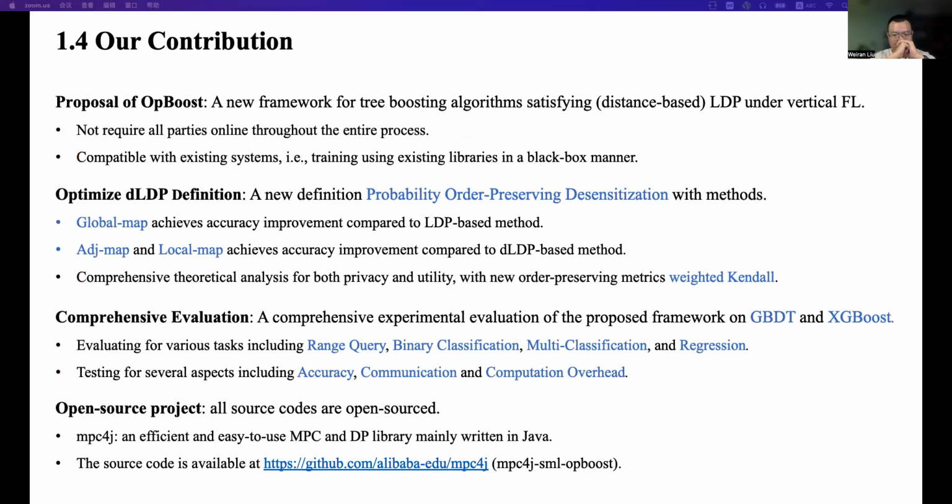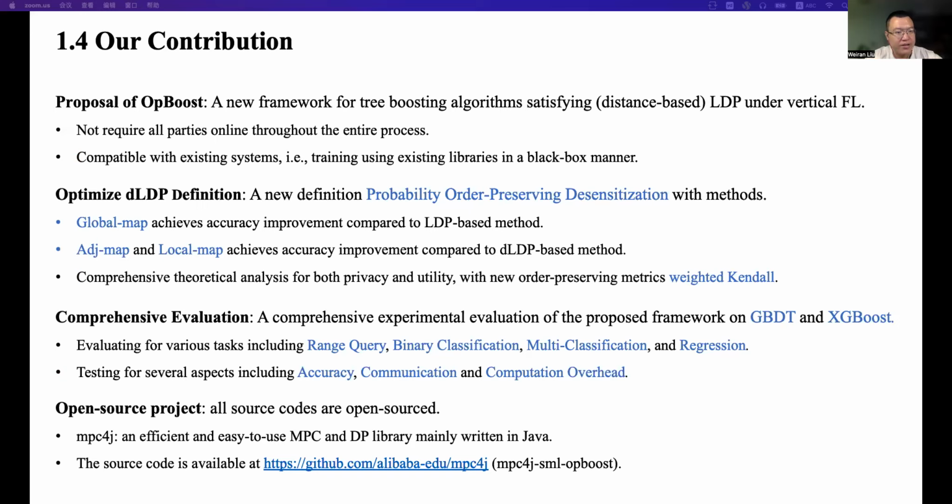In this work, we propose a new framework, OP-Boost, for tree boosting algorithms satisfying distance-based LDP and vertical federated learning. Our framework doesn't require all parties online throughout the entire process. Also, our framework is compatible with existing systems. To support our framework, we introduce a new definition, probability order preserving desensitization, with methods global map, adjust map, and local map. Global map achieves accuracy improvement compared to the LDP-based method. Adjust map and local map achieve accuracy improvement compared to the DLDP-based method.